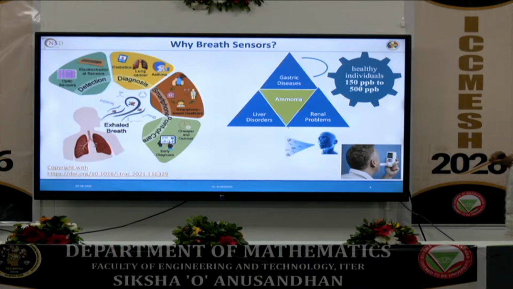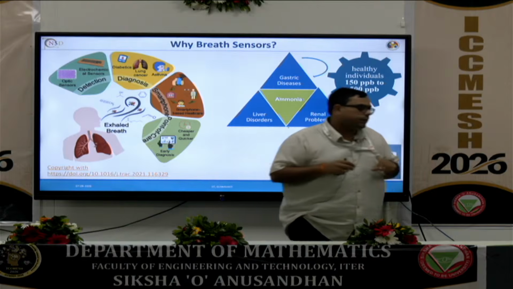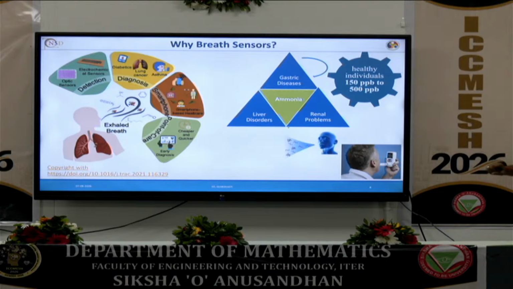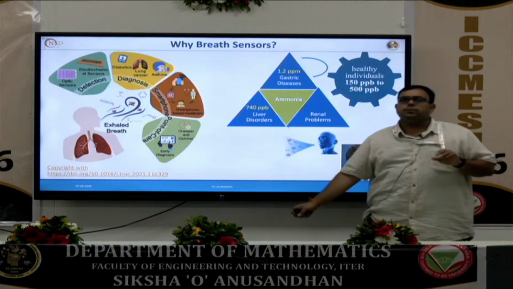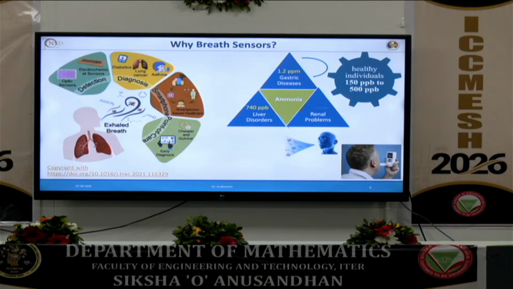Now, if the person is suffering from a certain disease condition, for example, I have pointed out three different diseases: gastric diseases, liver disorders, and renal problems, their ammonia concentration in the breath will increase, and this increment depends on what kind of disease we are talking about. For gastric diseases, it is around 1.2 ppm, while for liver disorder, it goes to around 0.74 or 0.75 ppm. And for renal problems, it increases like anything, around 1.5 ppm.